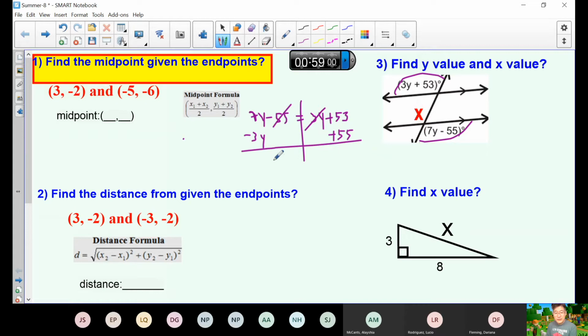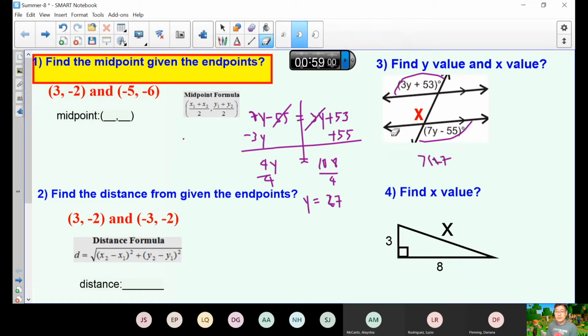So 7 minus 3, 4y, put together 108. So divide by 4. y equals 27. So the y is 27. You can get the x value, right? Because it's a vertical angle. So I'm gonna put it in here. 27.